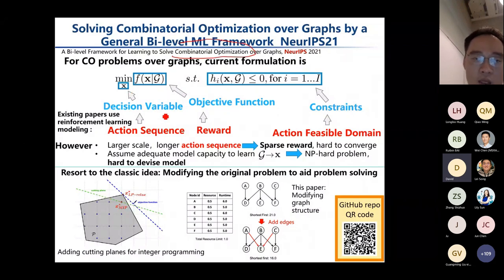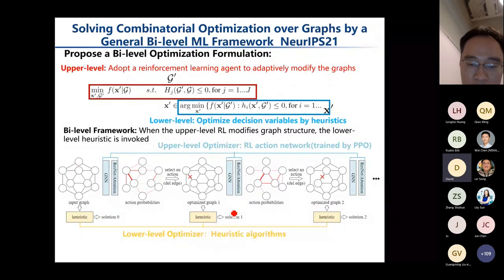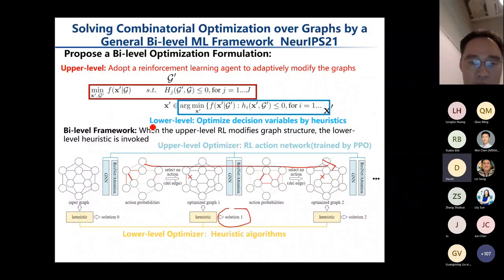The idea is that we first try to disturb or modify the input graph, and then we rerun our solver on the modified graph to get a new solution. If the new solution is better than the older one, we keep the better one. So in a pass-following style, every time we modify the input graph and get a new solution, and we just keep the best one over the routine. So this is like a bi-level optimization.